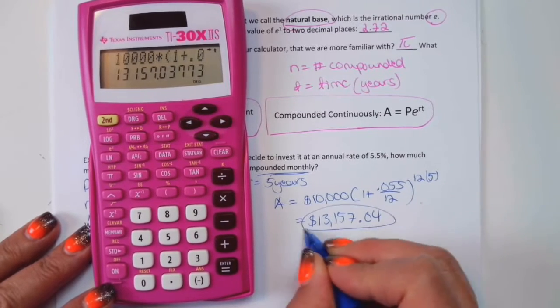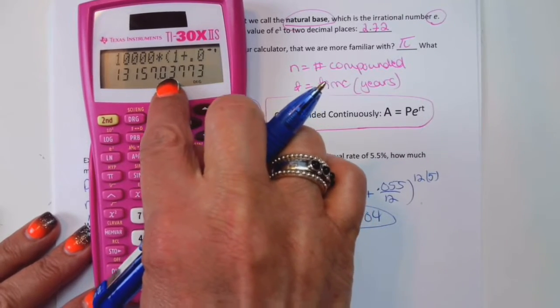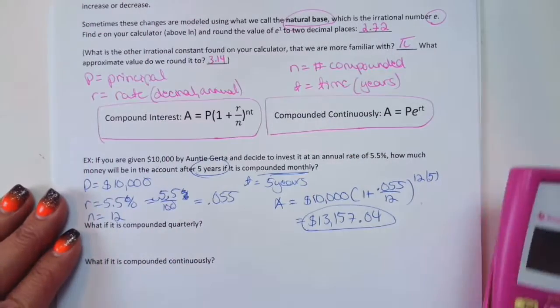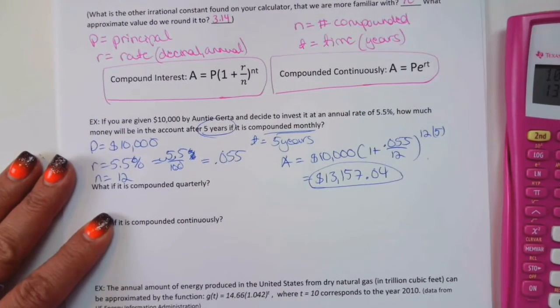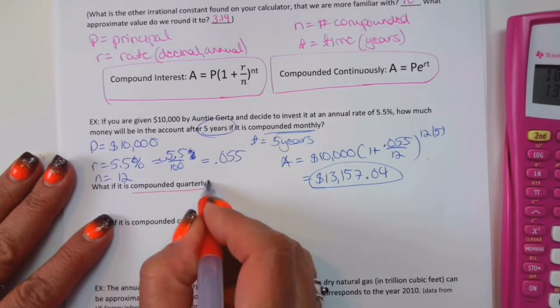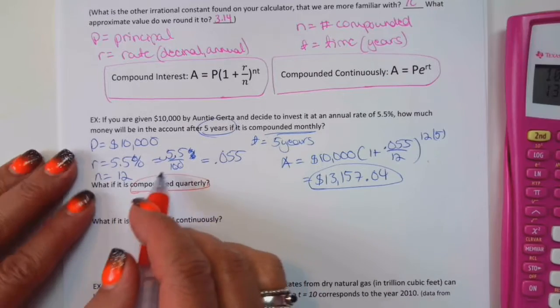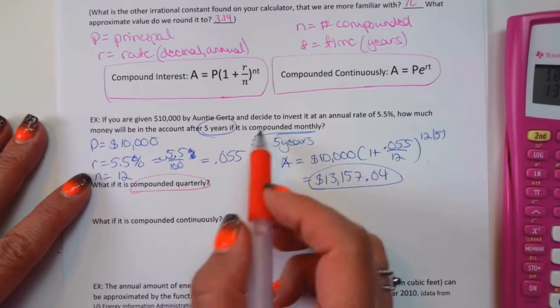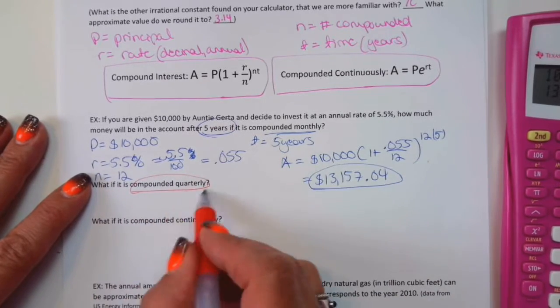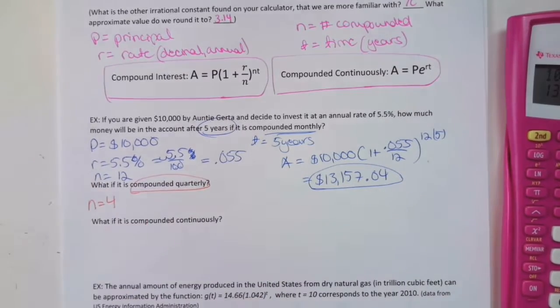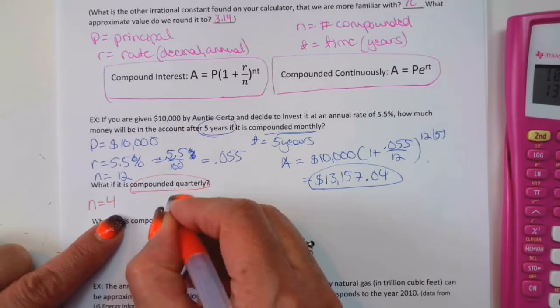$13,157.04. Again, the 3 goes up because 7 is greater than 5. Okay, next one. What if it is compounded quarterly? So everything else stays the same except the n. So here we compounded it monthly. Now we're going to compound it quarterly, which means that n is going to be 4. We use the exact same formula.